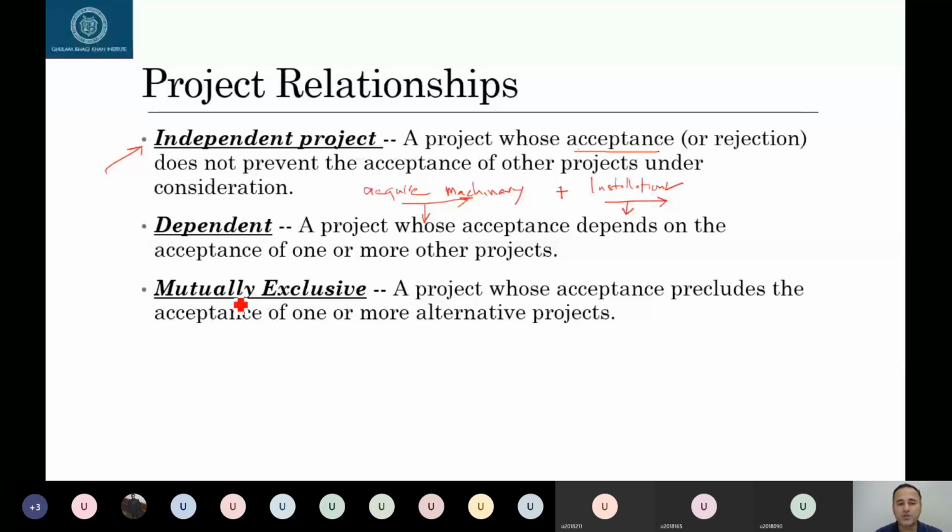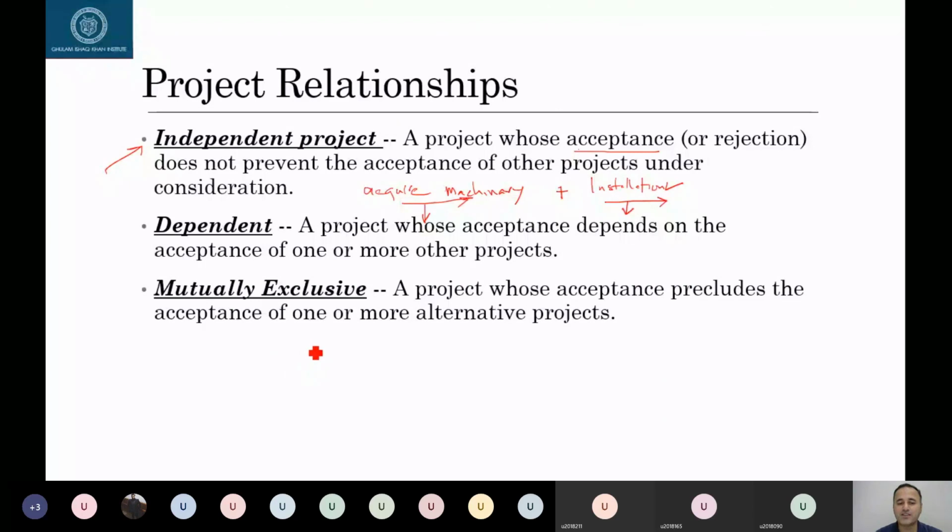There are certain projects which are mutually exclusive. And for mutually exclusive, as the name suggests, you pick only one. So for example, if you're considering picking between two projects, you take only one project, and the other one you do not undertake.